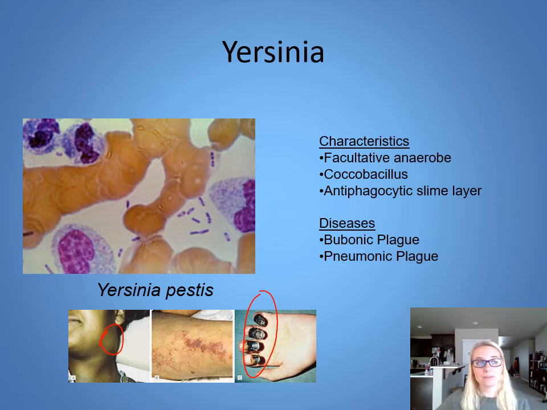There's still Black Plague around. It's usually in the west and southwest. There's a case of a guy who got it from his dog, I think, or from a flea from his dog, in Oregon not too long ago. But we have antibiotics now, so it's not as dangerous as it was back before we had antibiotic treatment.